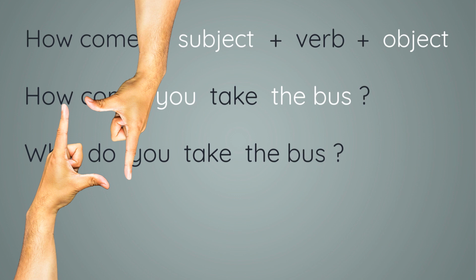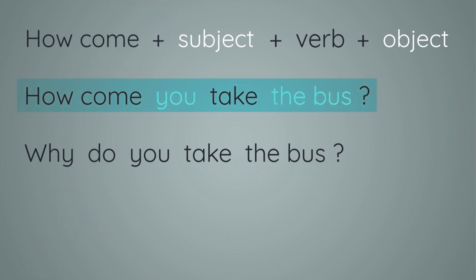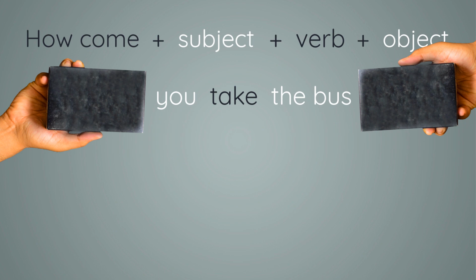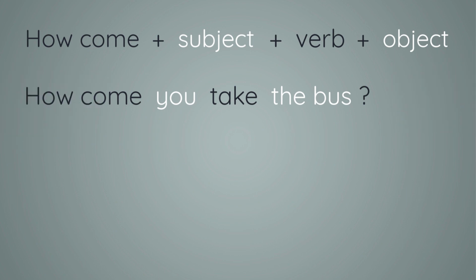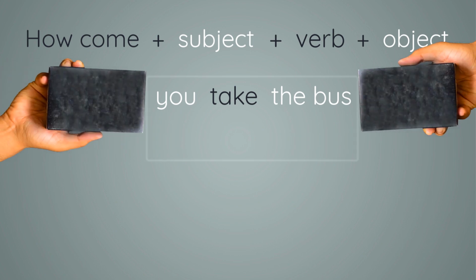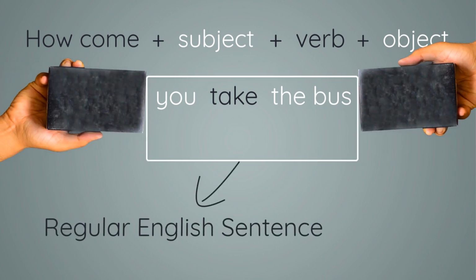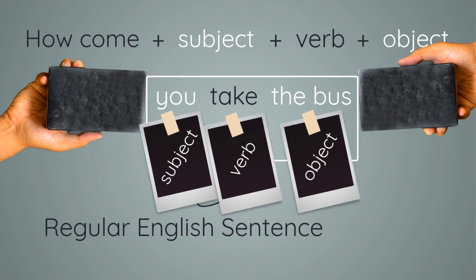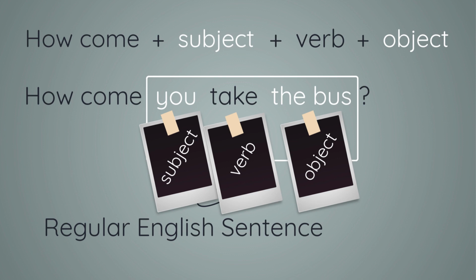Now, the nice thing about how come is you don't need this. If you can make an English sentence, you take the bus, you can change this into why just by adding how come. So the structure of this is just like a regular English sentence. We have the subject, the verb, and the object. And then we just add how come at the front of it.